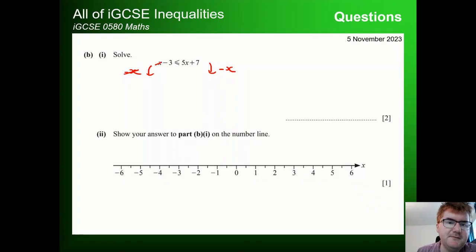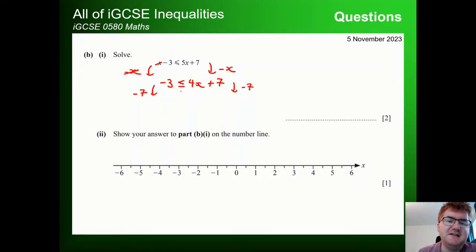This cancels, leaving us with minus 3. Then we have 5x minus x is 4x. 7 stays exactly where it is for the time being. Now we need to remove this plus 7. So what's the opposite of adding 7? Minusing 7 from both sides.